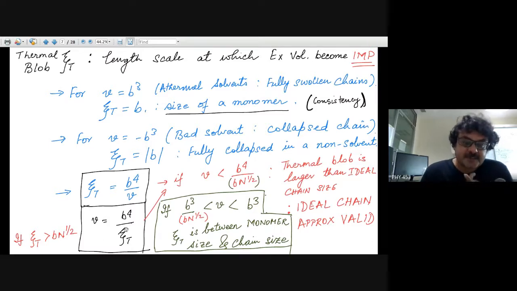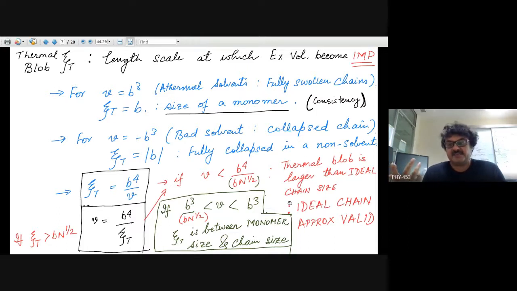And if zeta t is greater than b n to the power half, then this v, right, will be less than this quantity. b to the power 4 by v is greater than b n to the power half. Hence, v will be less than this quantity, right? So the thermal blob is larger than the chain size.